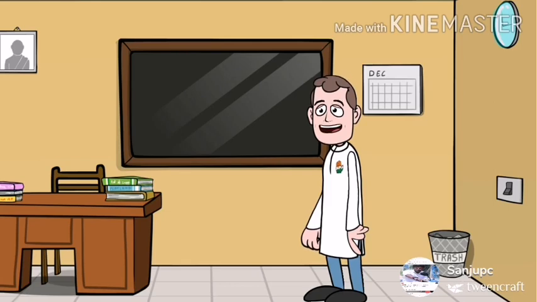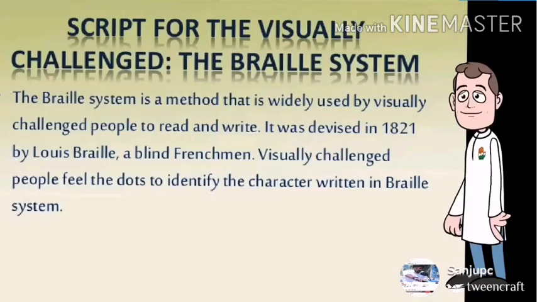Now we are going to see about the Braille system. This method is widely used by visually challenged people to read and write. It was devised in 1821 by Louis Braille, a blind Frenchman. Visually challenged people feel the dots to identify the characters written in the Braille system.